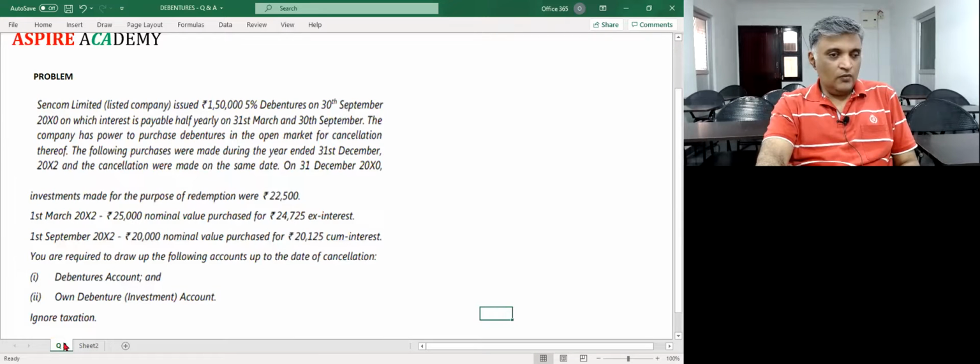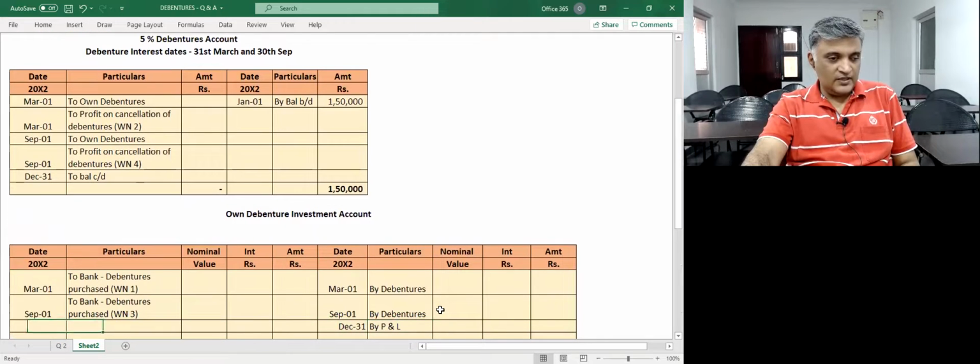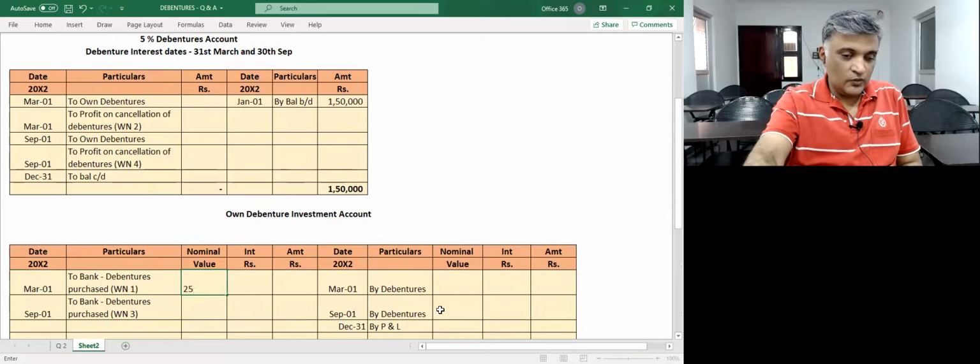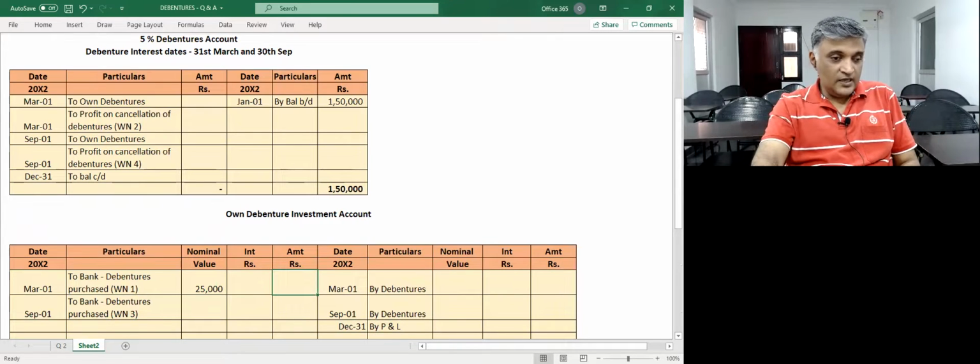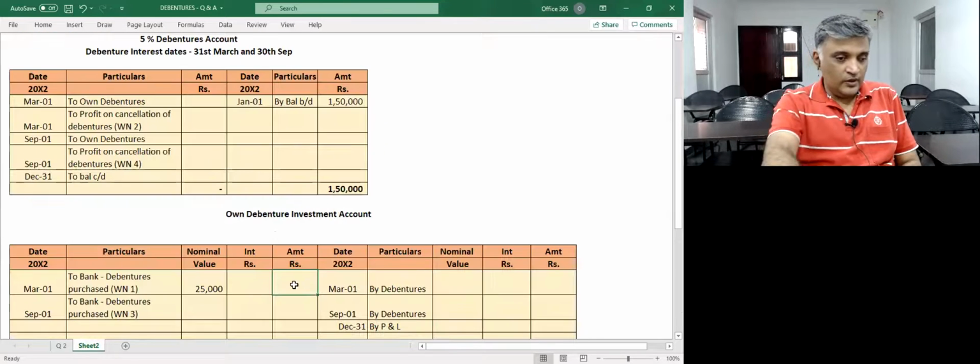Now, let's look at the cancellation part. 1st March X2, you are going to buy investments, right? 25,000 rupees nominal value investments purchased for 24,725 excluding interest. So on 1st March X2, we will go to the debenture investment account and pass an entry for the purchase. We'll say to bank, right? The face value is 25,000 and they say it is excluding interest. Excluding interest, how much we paid? 24,725. So we will put 24,725 in the amount column.